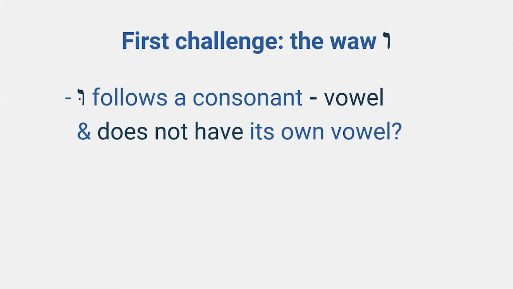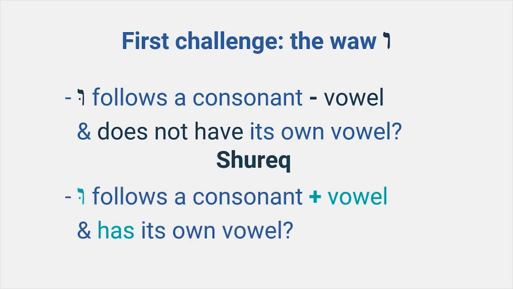Since if the Vav with a dot follows a consonant without a vowel, and the Vav itself also doesn't have a vowel, then it is a Shurek. But if it follows a consonant with a vowel, and it also has its own vowel, then it is a Dagesh Forte and hence a double W.